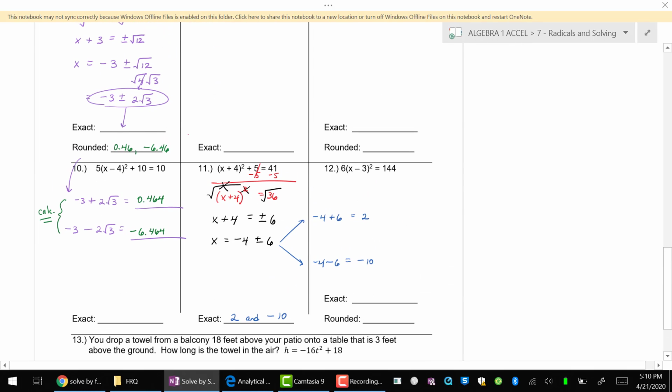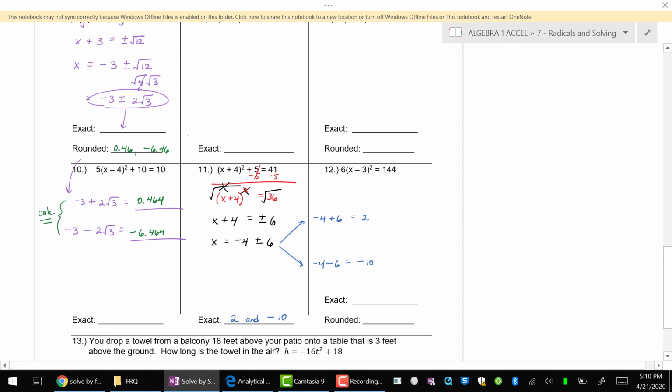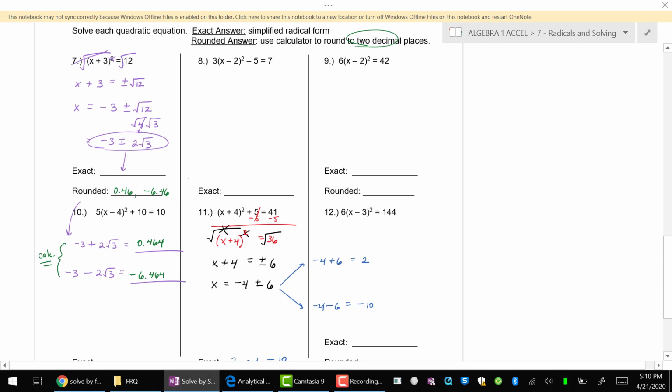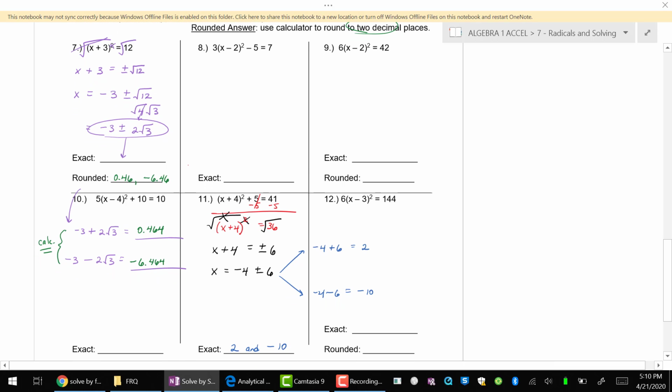So that's how we use the square root method to solve quadratic equations. We use square roots to isolate variables or binomial expressions that are being squared. Don't forget that plus or minus when you take the square root of both sides.